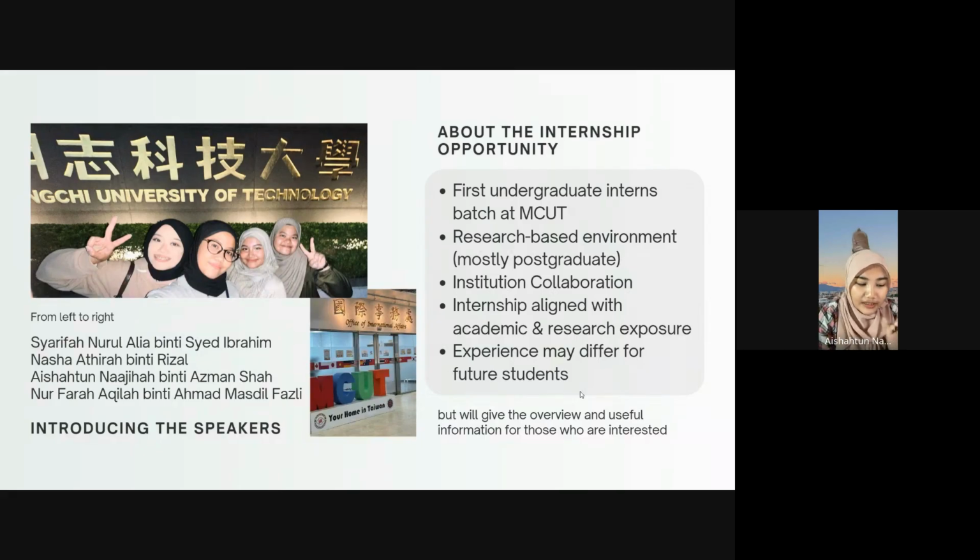Our work is in line with either research exposure or final project related work. That's why it is aligned. The opportunity came because there is research, and what they give, the facilities they give, are actually aligned. So, next slide.